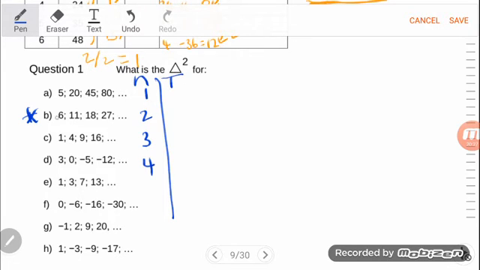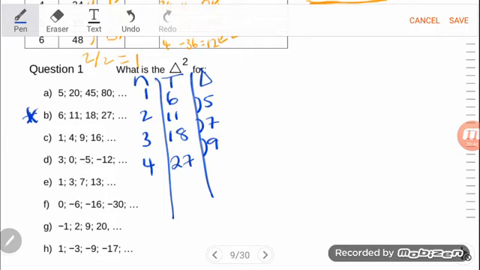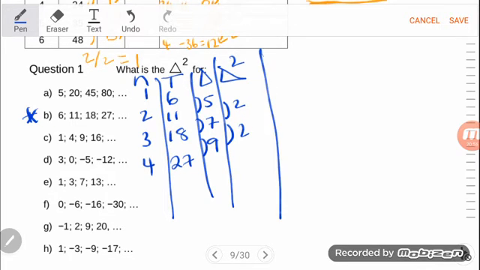Our terms are 6, 11, 18, 27. Our first difference, our step 1, is 5, then 7, then 9. Oh, okay. Our second difference is 2. Oh, and 2 again. 2 divided by 2 is 1.